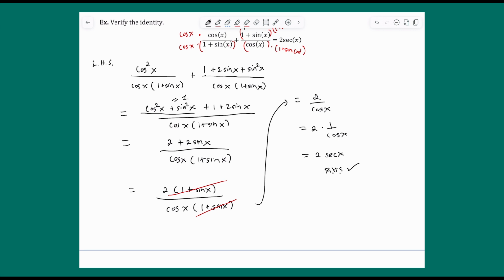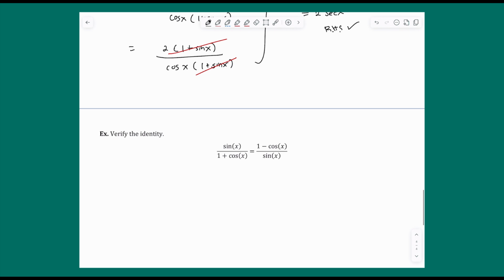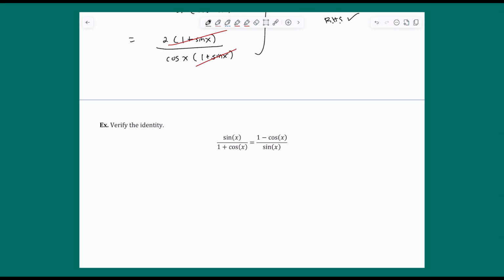All right, let's try another one. Verify the identity that sine of x over 1 plus cosine of x equals 1 minus cosine of x over sine of x. This one here is more of what I like to call a little trick. Once you see it, it's helpful to do this.